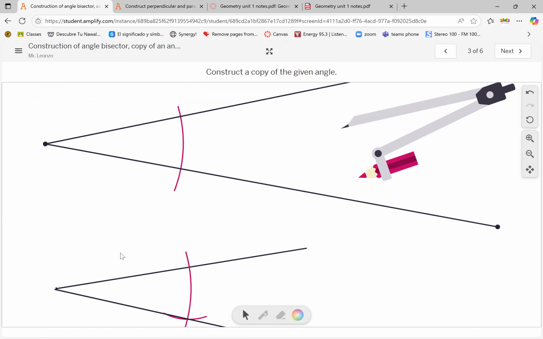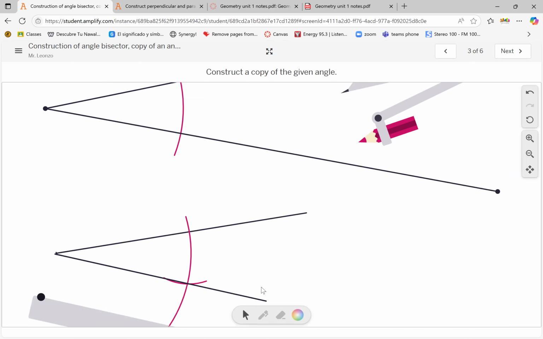The length of the segments, the sides, I don't care how big they are. We don't care. When we say the copy of an angle, we're not talking about the length of the segments. We're talking about the aperture of the angle.